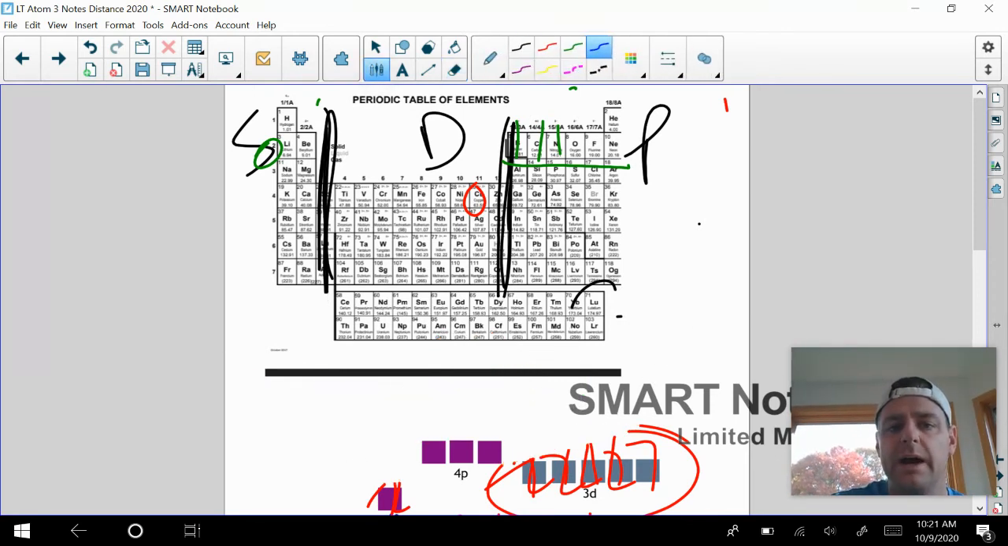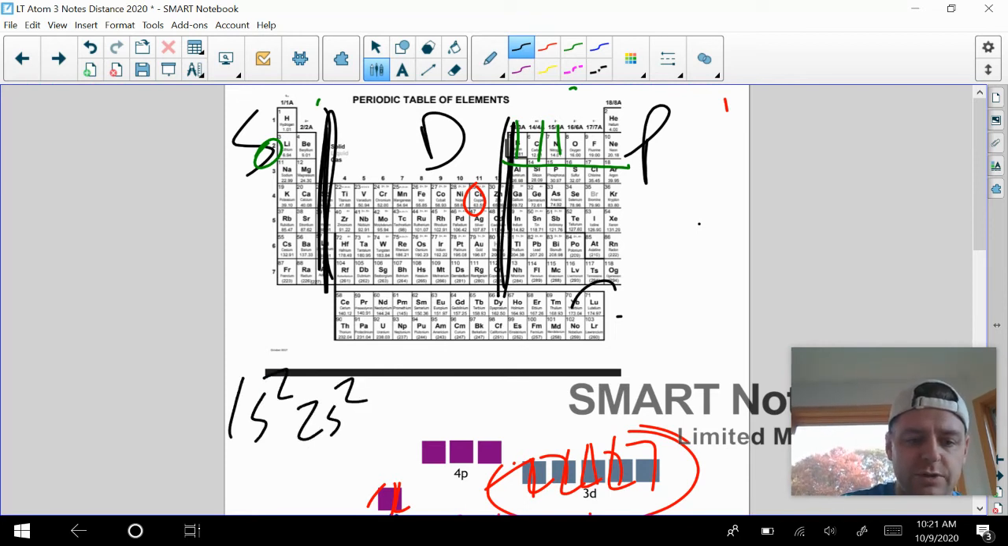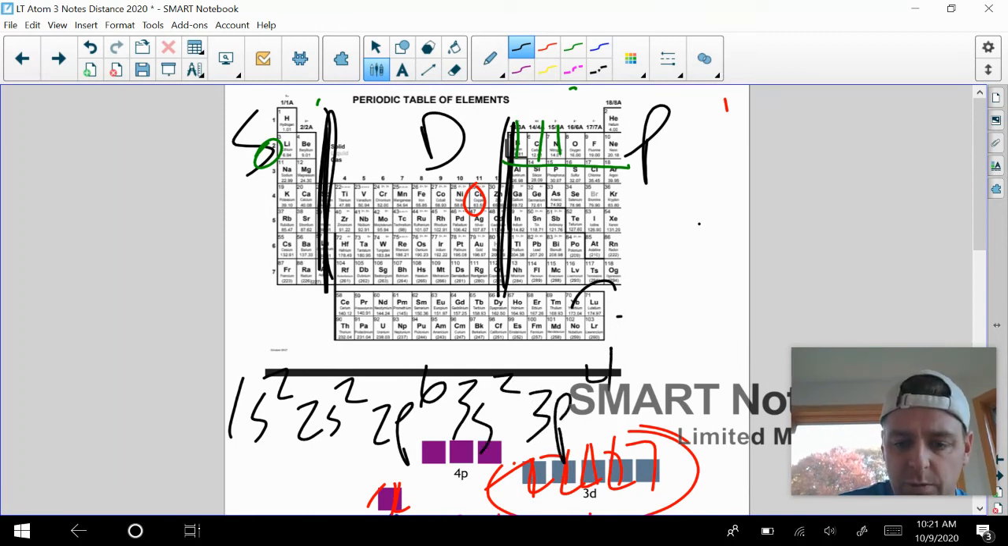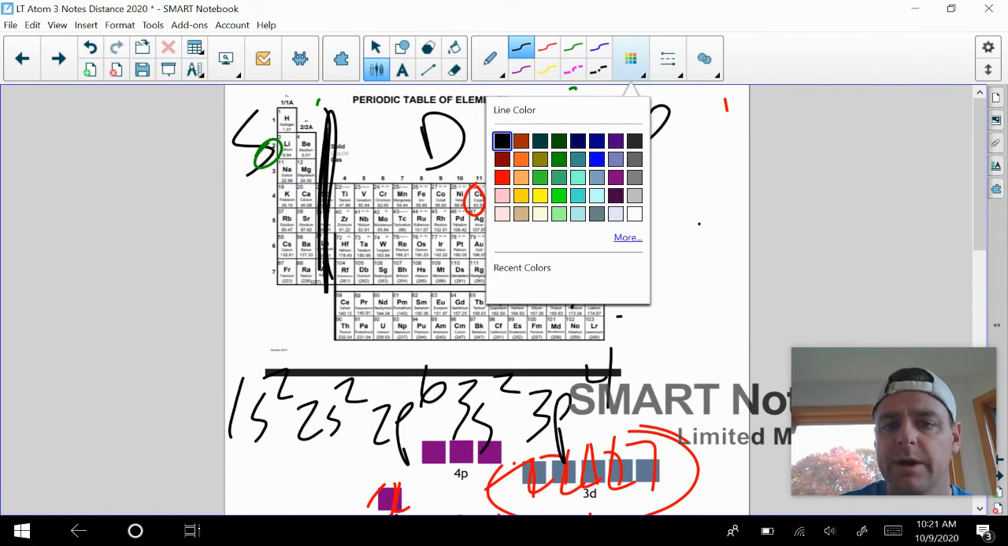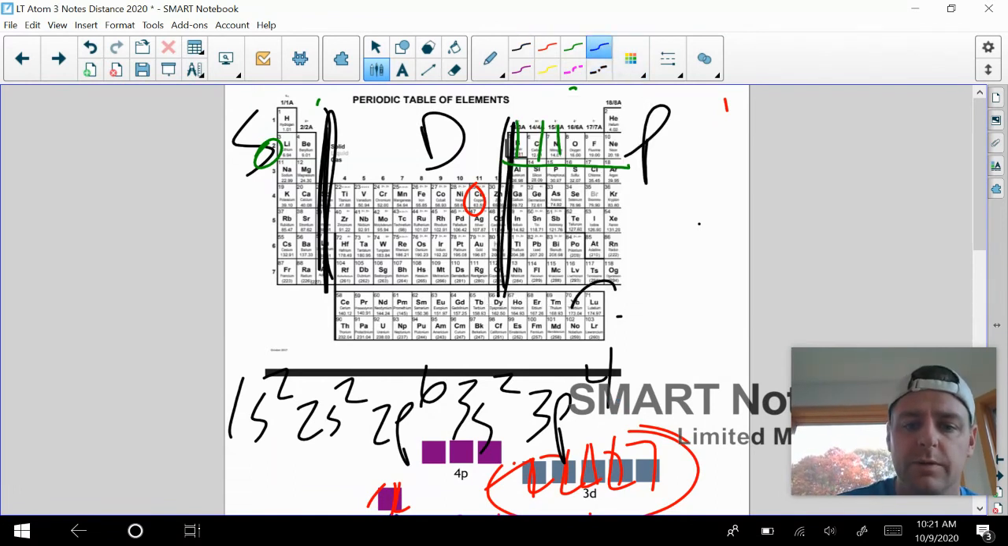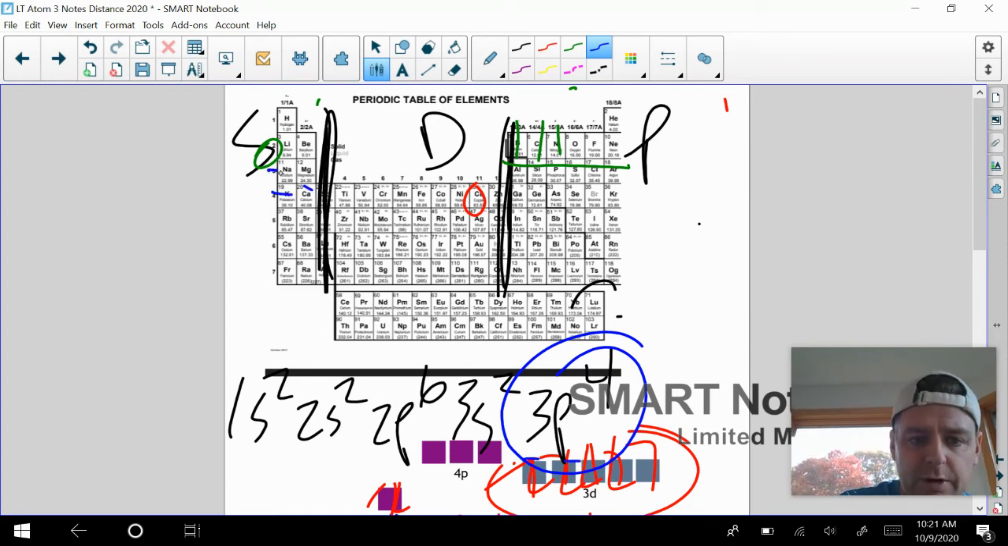If you had 1s2, 2s2, 2p6, 3s2, 3p4, here we go. 3p4 is the last one. 3p, that's the third row. P, and then 4 in: 1, 2, 3, 4. Sulfur.